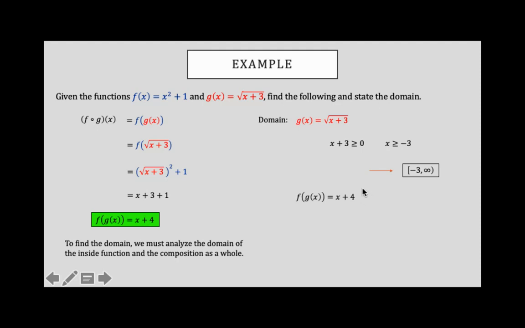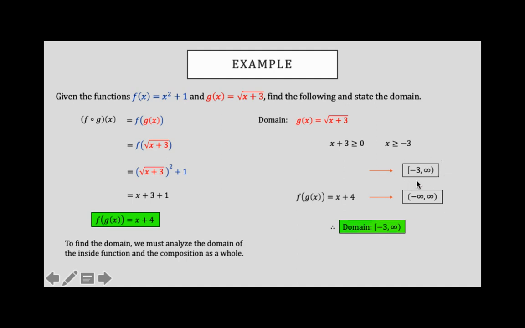Then we need to look at the domain of our composition as a whole. Well, I have no denominators here that I have to worry about being 0. I have no square roots. Therefore, I don't have to worry about either of our domain rules, which means that our domain for that would be negative infinity to positive infinity. So to find the domain of our composite function overall, we need to figure out where these two domains overlap. Well, where they overlap is going to be from negative 3 to positive infinity. All right, our domain is going to be bracket negative 3, comma, infinity.